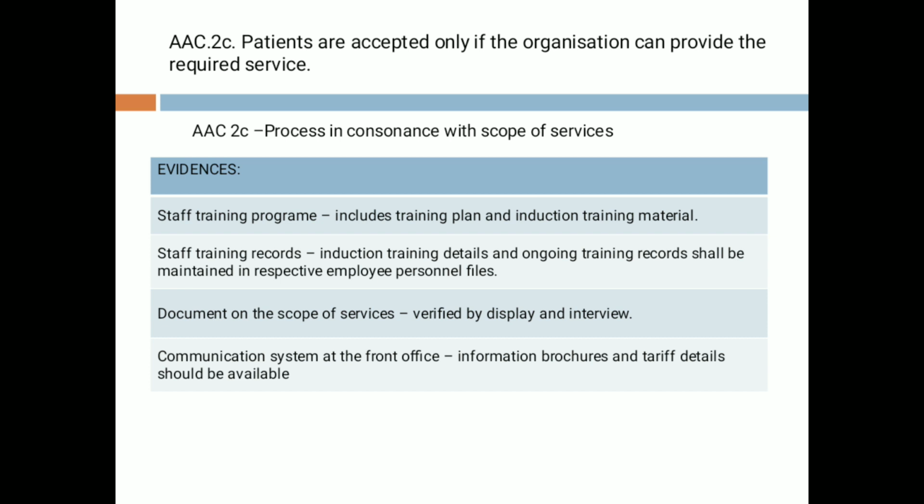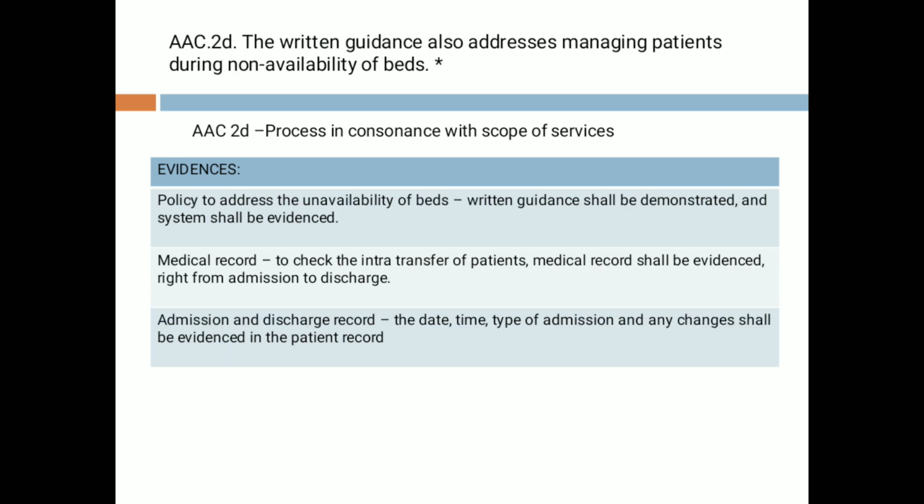Objective element AAC.2C speaks about the process in consonance with scope of services. Evidences are the staff training program, which includes training plan and induction training material. Staff training records, induction training details and ongoing training records. Document on scope of services verified by display and interview with the department staff. Communication system at the front office. The information brochures and tariff details should be available.